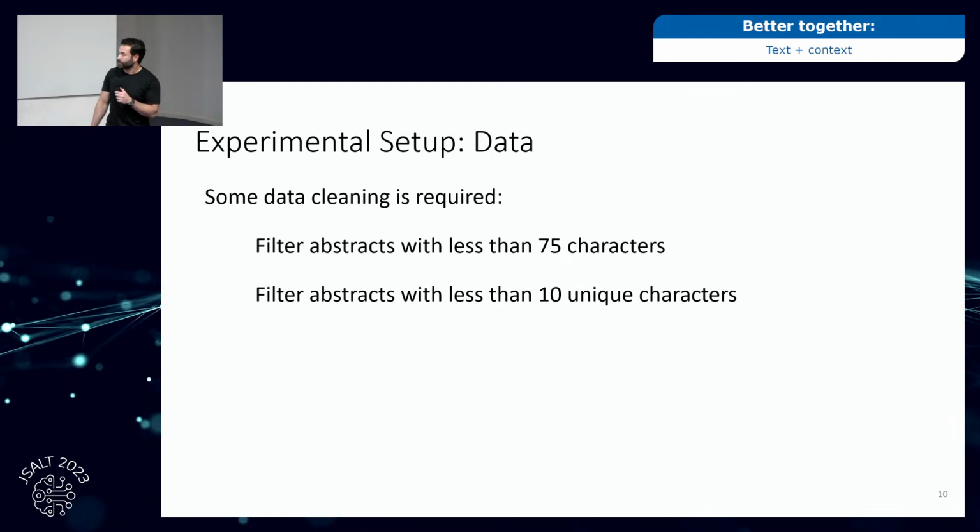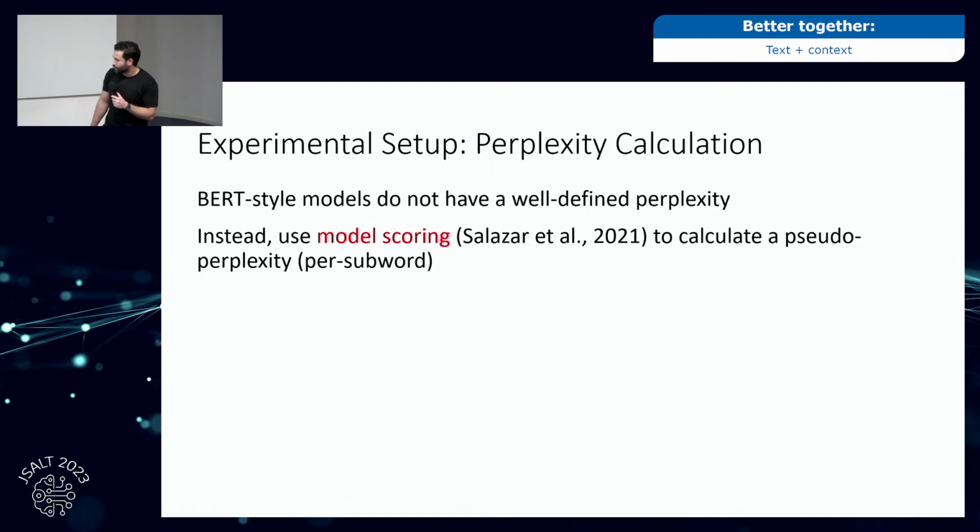We do have to do some housekeeping, so we'll do some very basic data cleaning in order to prevent any noise from affecting our results too much, but we don't want to introduce our own biases into the final results. So we're going to filter out abstracts with less than 75 characters, and we're also going to filter out abstracts with less than 10 unique characters. Now this just handles some of the really noisy stuff that's just real junk. It's not actual text.